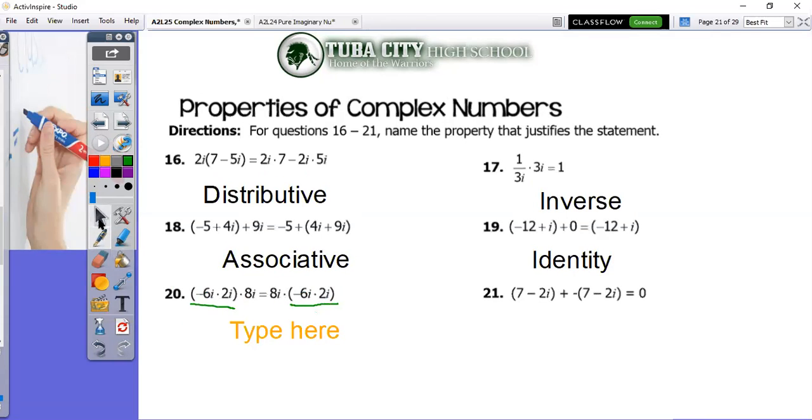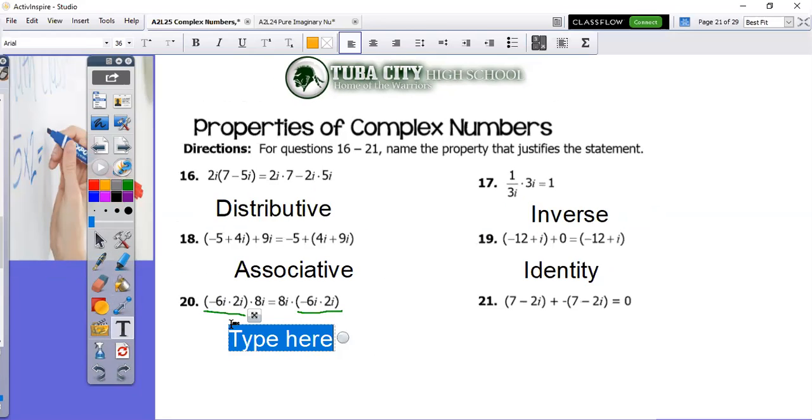So it's being multiplied but the order is switched. So since the order is switched, this would be commutative.